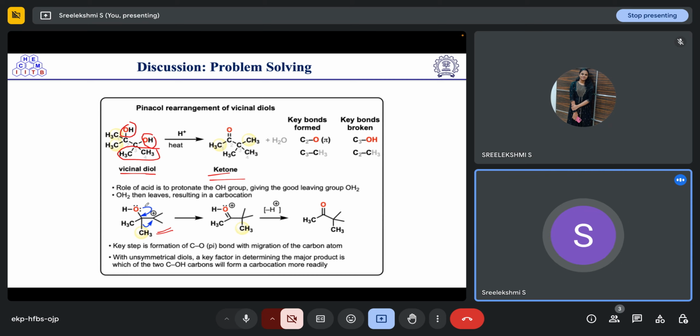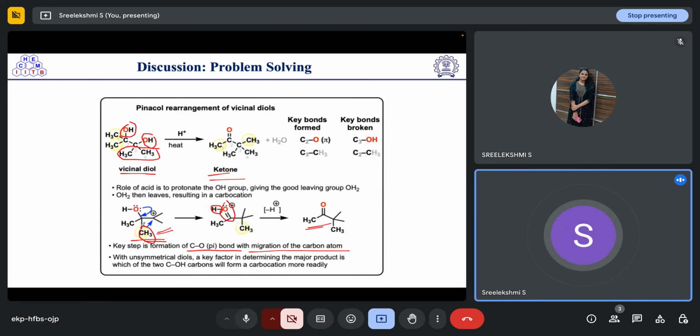Then the oxygen lone pair falls over here, and one of the methyl groups attacks the carbocation carbon center, resulting in the formation of this oxonium ion. Then the loss of a proton from this oxonium ion results in the formation of this ketone. The acid we are using protonates the hydroxyl group, giving a good leaving group, the water molecule, which leaves and results in the formation of this carbocation. And then this carbon-oxygen pi bond is forming, along with the migration of the carbon atom.